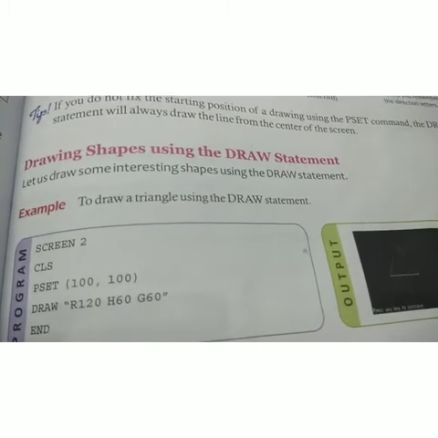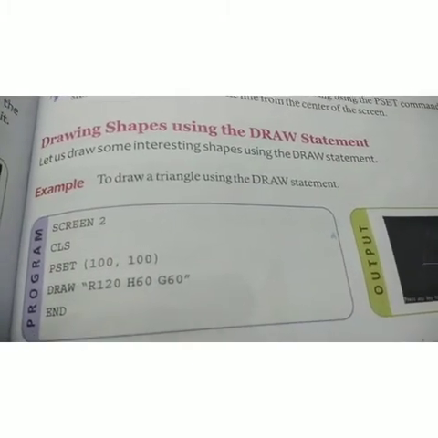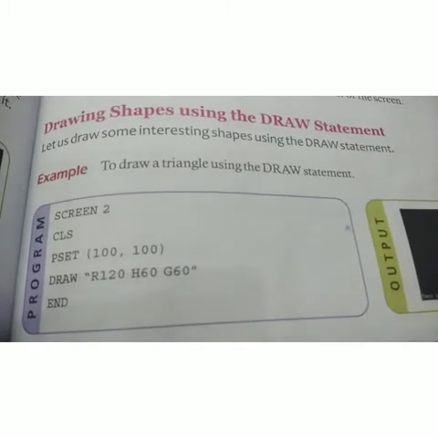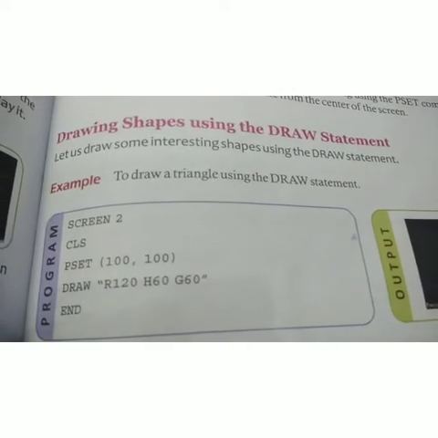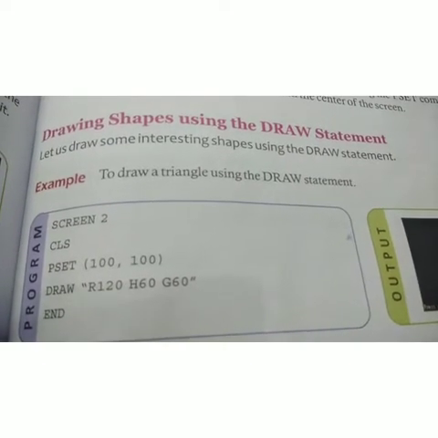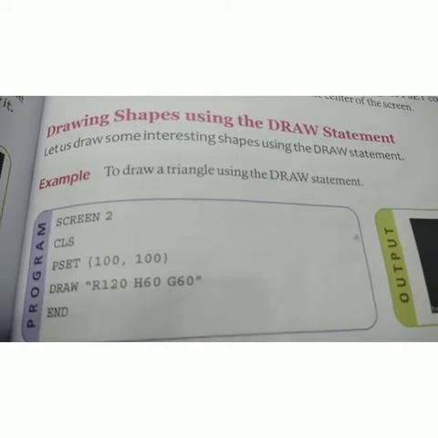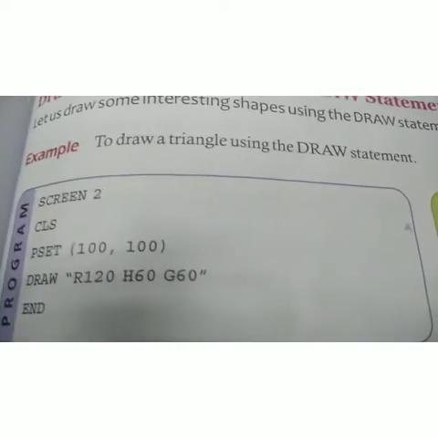Let us draw some interesting shapes using the DRAW statement. See this example to draw a triangle. Write the program properly: SCREEN 2, CLS, PSET 100,100, DRAW "R120 H60 G60", then END. Now see the output in this figure. The output shows a proper triangle. Press a key to continue. So this is a program and example of a triangle shape.